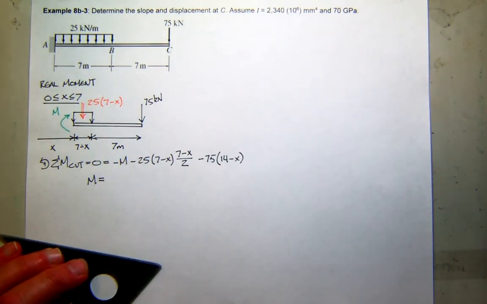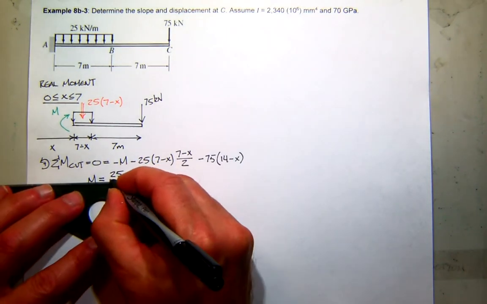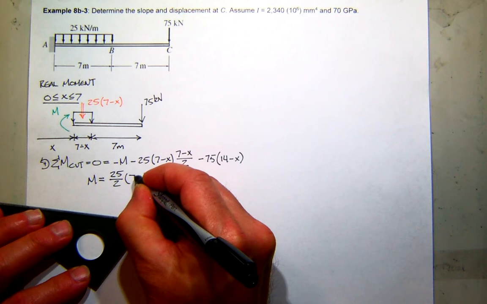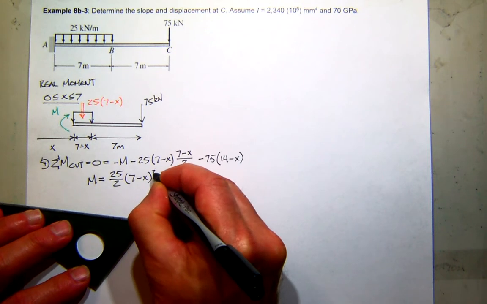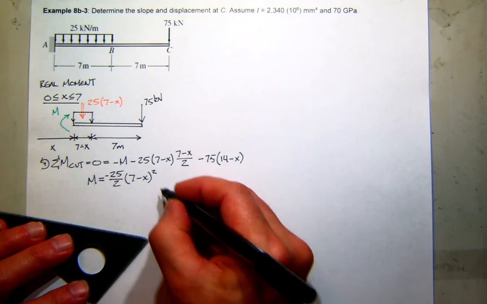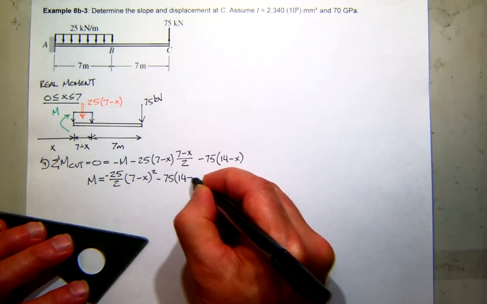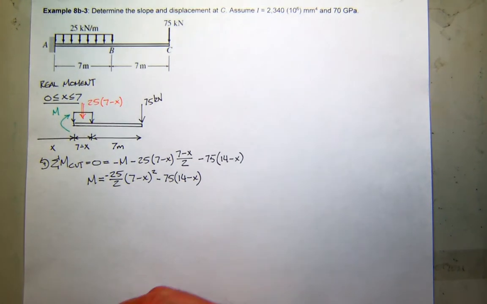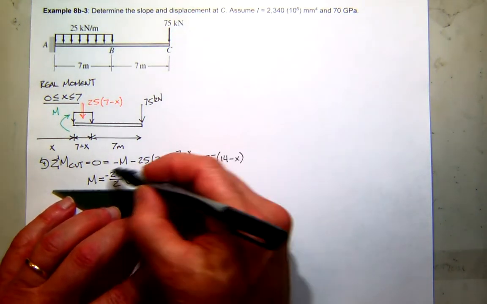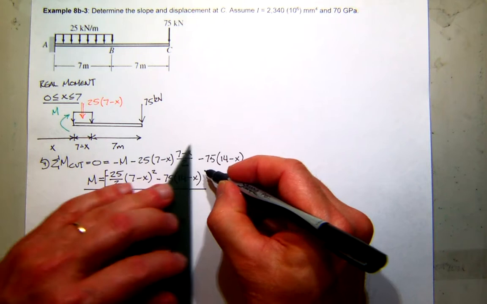Doesn't look so good now, does it? So I'm not going to do that. I'm just going to say 25 divided by 2 times 7 minus x squared. That's negative. And then minus 75 times 14 minus x. That is nasty. Now again, given some time, I'm sure you could all turn that into a nice little quadratic equation. We don't have that time right now, so I'm just going to leave it alone.